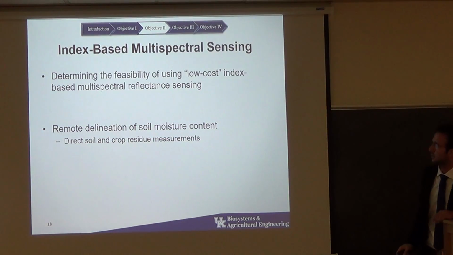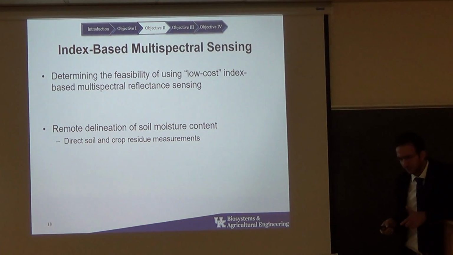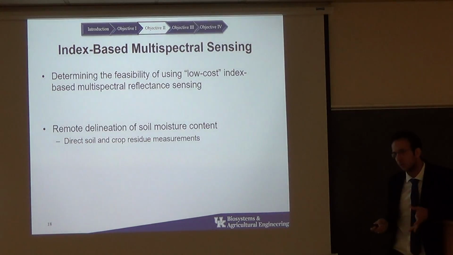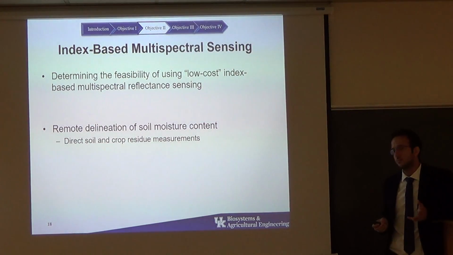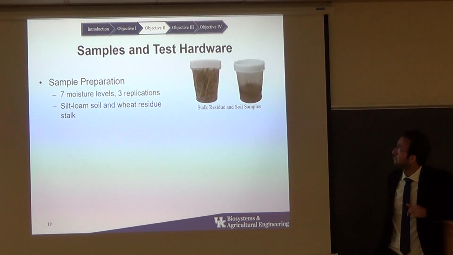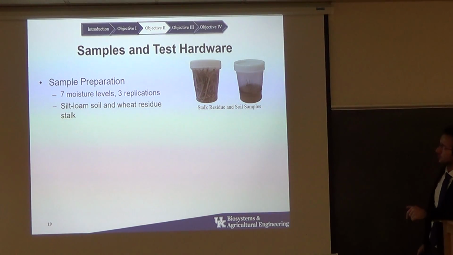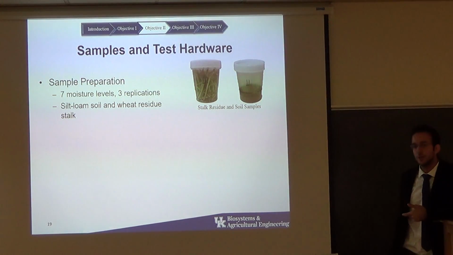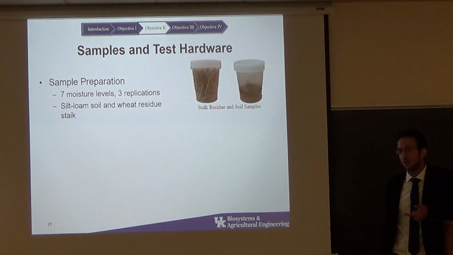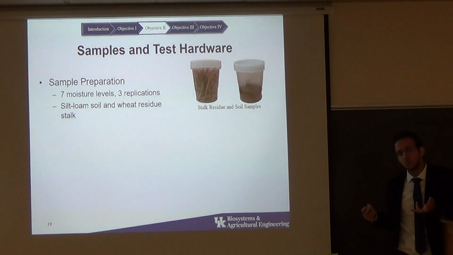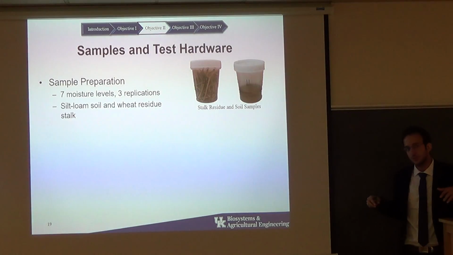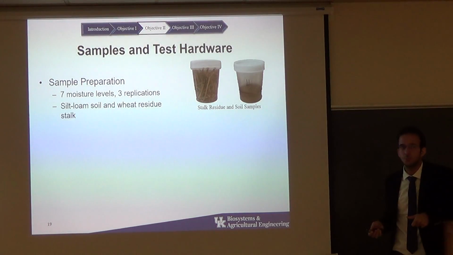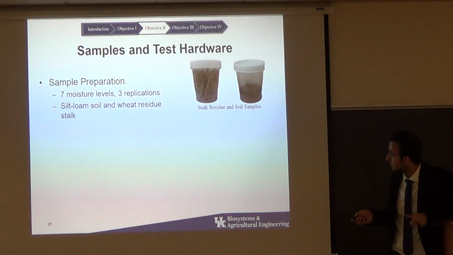The second objective is to determine the feasibility of a low-cost index-based multispectral remote sensing from the direct measurements of the soil, bare soil, and the crop residue. Seven moisture levels are chosen. We use the silicon soil and wheat residue stock. These two materials are the potential background when you're observing some row crops like soybean and corn.